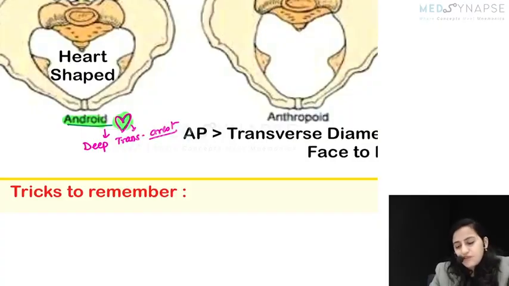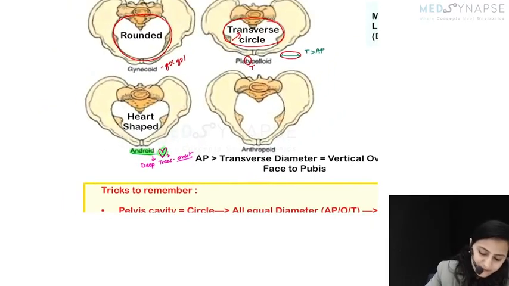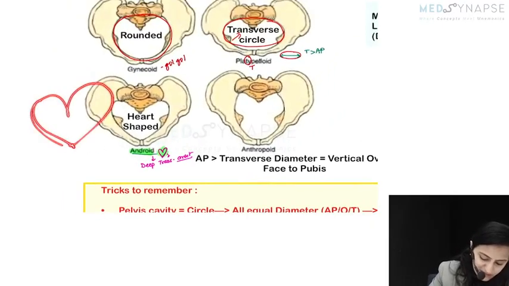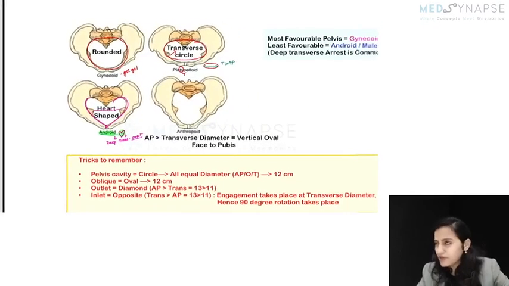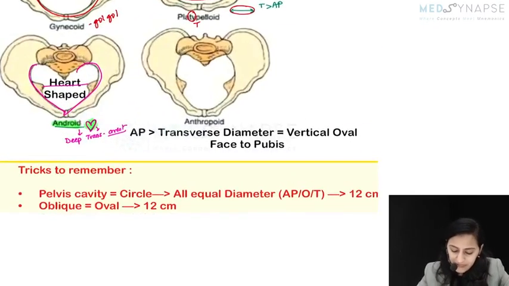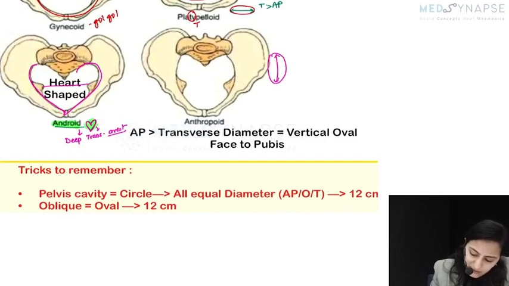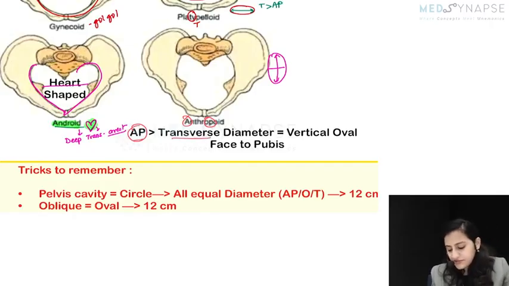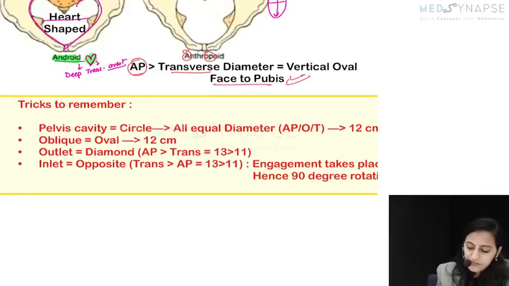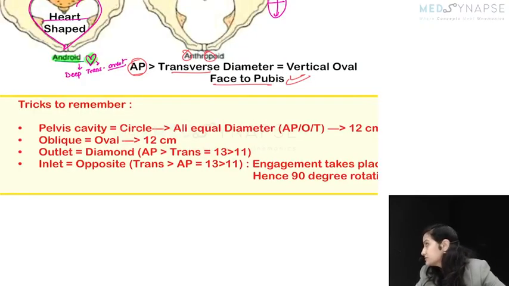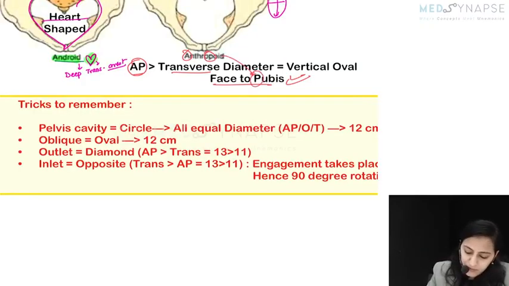So if I ask you which pelvis has the converging side walls? Android. Converging means they are coming together like this. So the transverse arrest will be common because it's converging and the diameter is less. When the AP diameter is more than the transverse, it is anthropoid. Anthropoid, AP more than transverse. And in anthropoid, face to pubis delivery is common. Anthropoid has face to pubis.